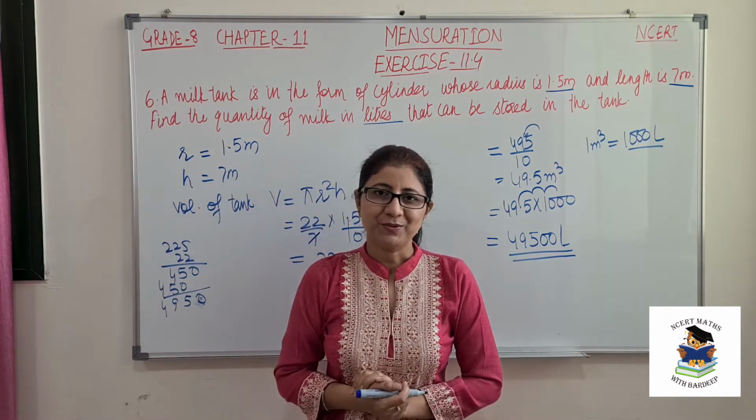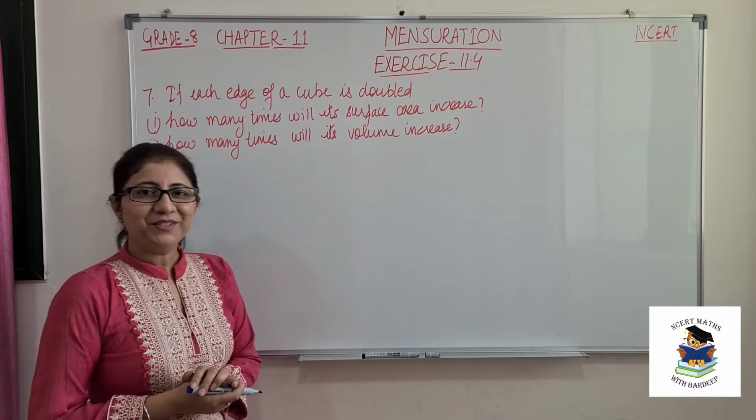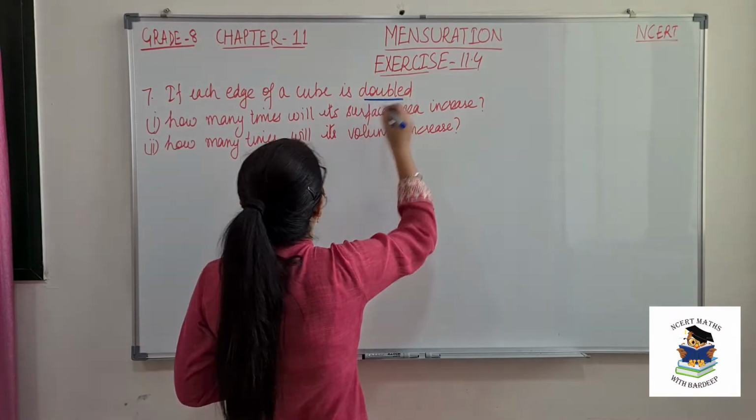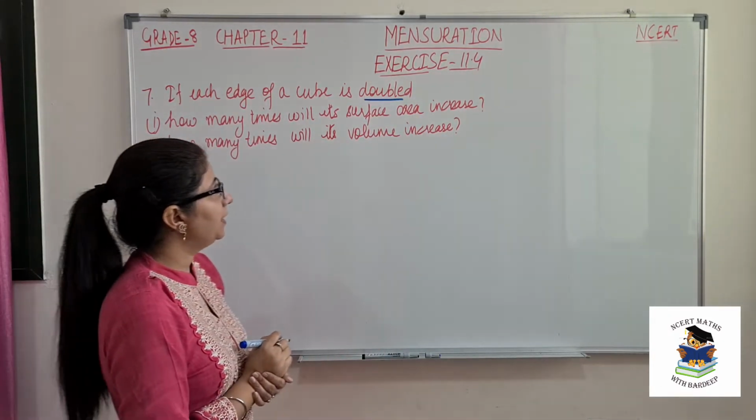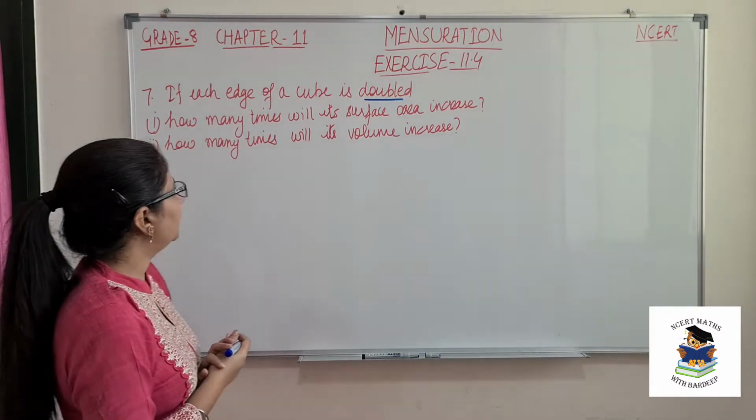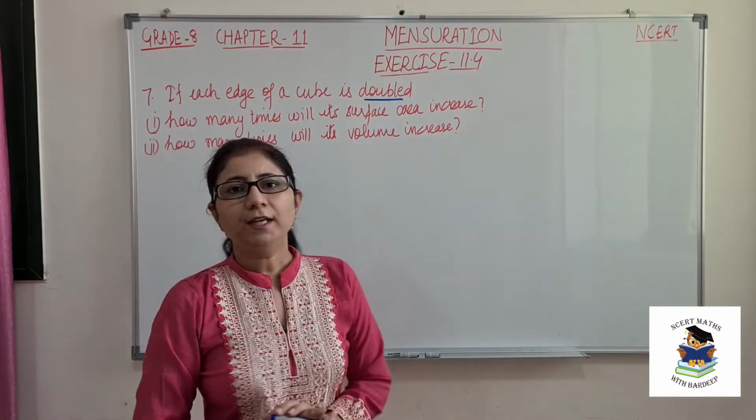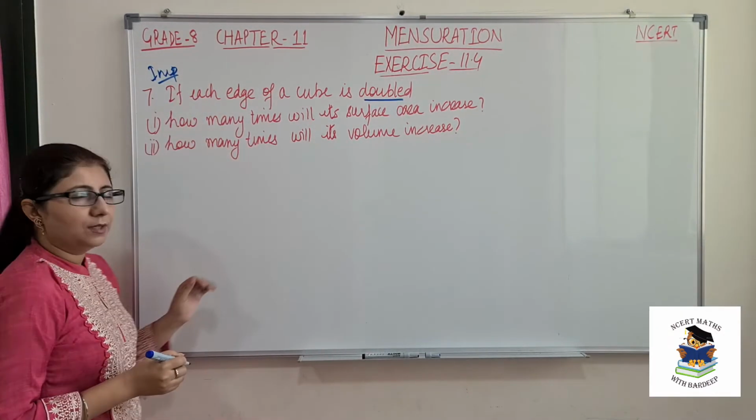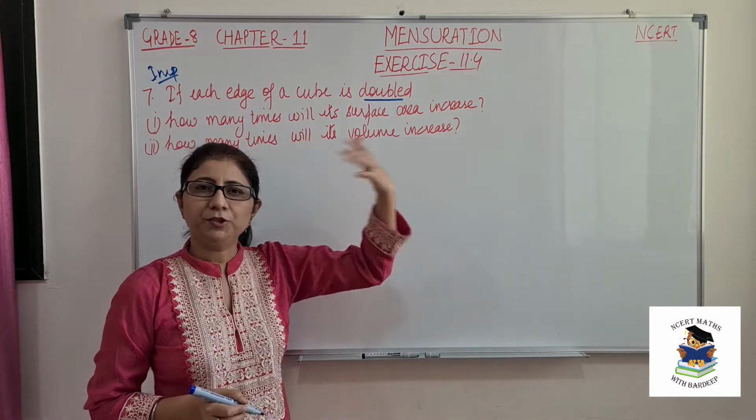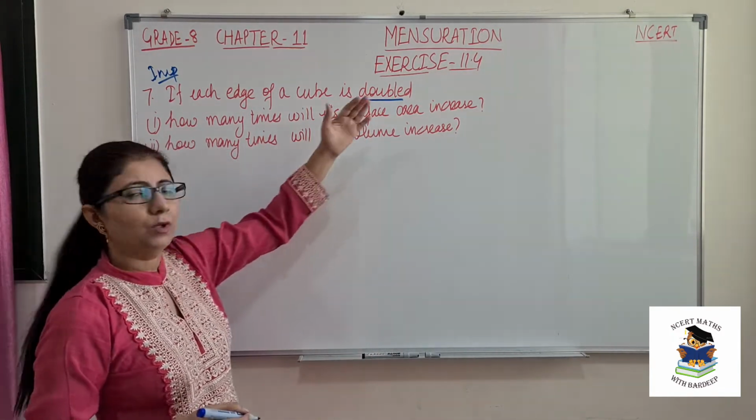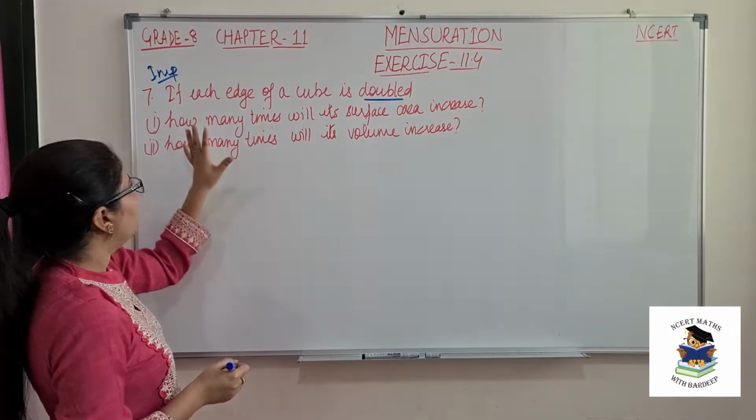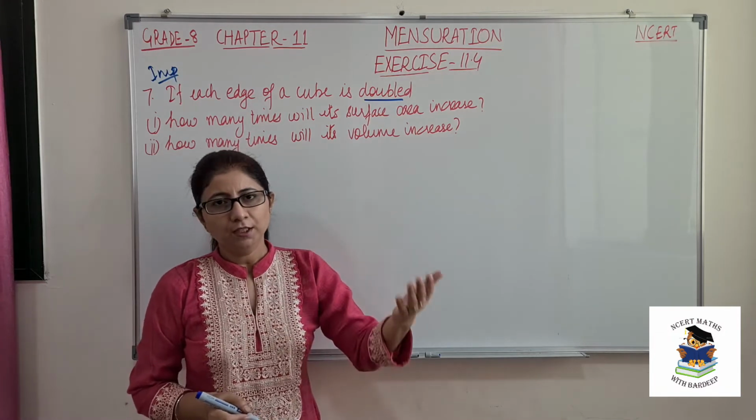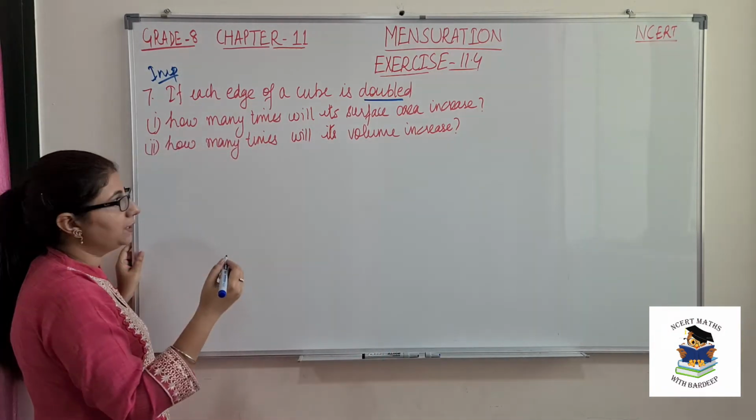Now let's move on to the next one. So let's see our 7th question. If each edge of a cube is doubled, how many times will its surface area increase? And second part is how many times will its volume increase? So again, this is a very important type of question. Whenever this is coming that something is doubled, tripled or halved, how the other quantity will vary. Okay, so how many times means they are asking us what is the ratio of the original thing with the new thing. So how to do this type of question?